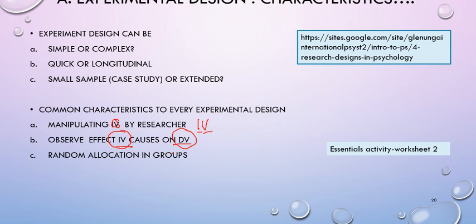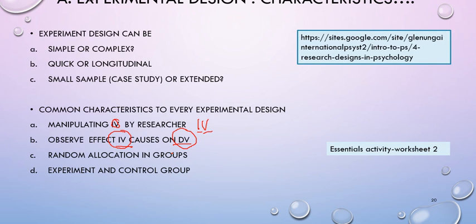The idea is, though, that you can do all of this in order to avoid other parameters affecting your results and destroying the validity and the reliability of your data. Okay? So these are the four characteristics: manipulating the IV, observing the effect the IV has on the DV, the existence of two groups, experimental and control group, and the random allocation of the participants in the groups.